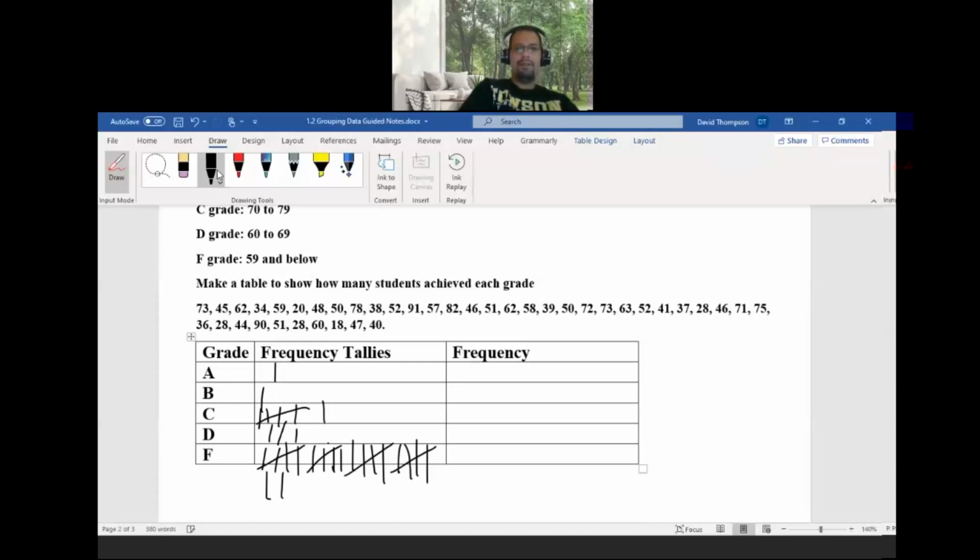90 would be an A. 51 would be an F. 28 would be an F. 60 would be a D. 18, 47, and 40 would all be Fs. Next, we total our frequencies. There's 2 A's, 1 B, 6 C's, 5 D's, and 28 F's.